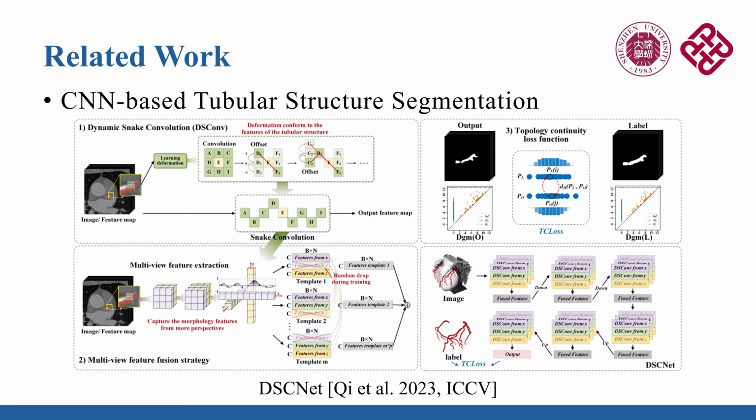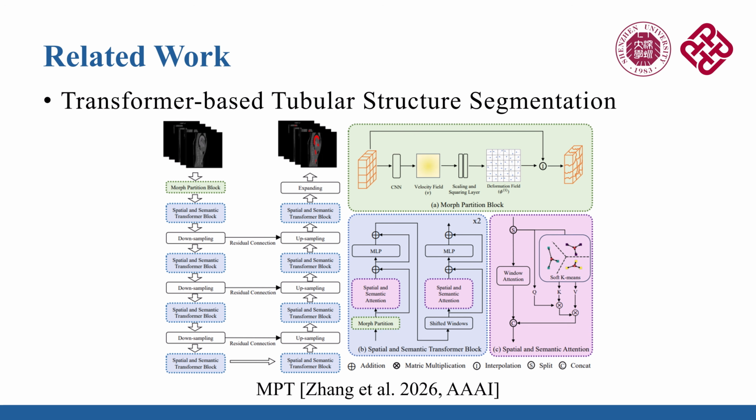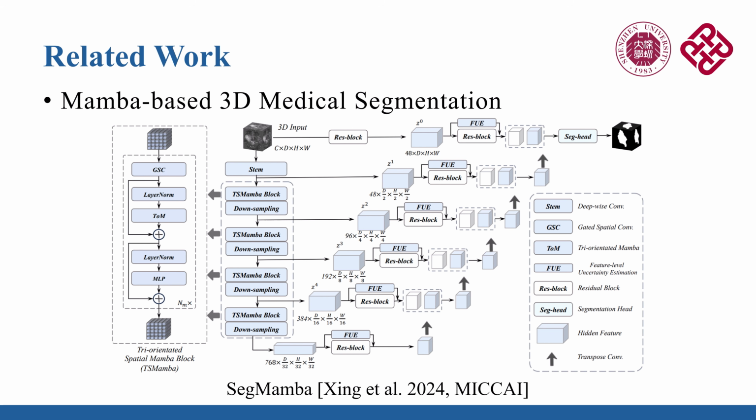vessel distribution. Transformer-based methods, such as MPT, make transformer patches better fit vessel structures to preserve vessel integrity. However, transformer-based methods usually introduce high computational costs, which limits their application in 3D medical images. Mamba has been introduced into 3D medical image segmentation due to its efficient long-range sequence modeling capability, such as VesMamba.